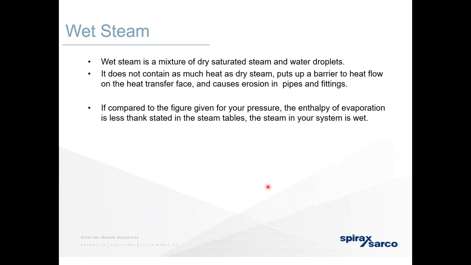Compared to the figure given for the pressure on your boiler, you will be able to notice using the steam tables that the enthalpy of evaporation is much less than it should be. If your enthalpy of evaporation is much less than shown in the figures, then your steam is wet steam.